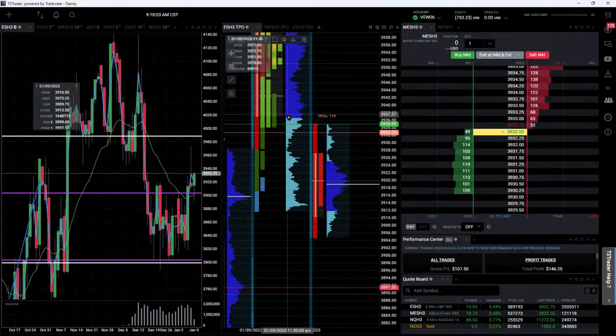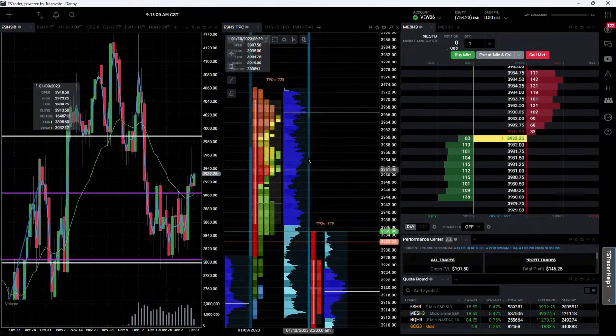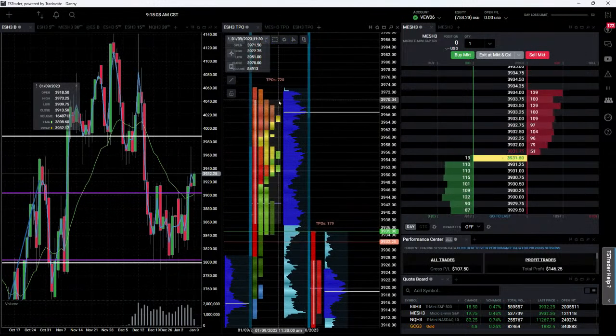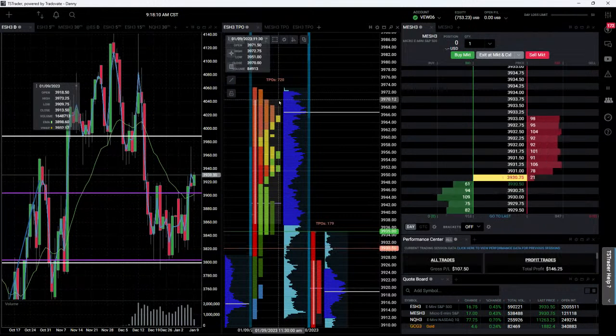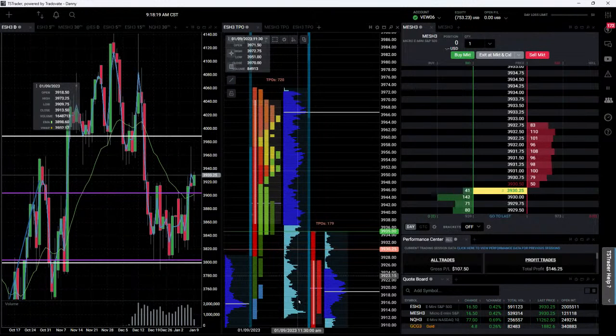But finding acceptance inside value, there is a good probability of price at some point during the session reaching the other extreme of value, which puts us all the way back up here at 39.70. I personally would love that because then it rejects the rejection from yesterday.